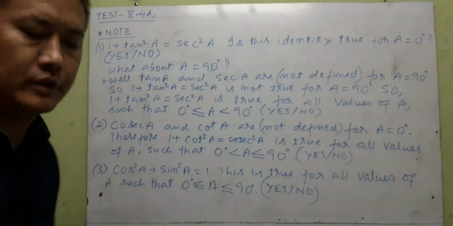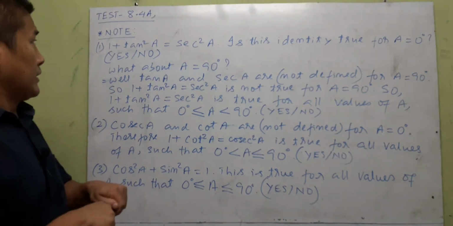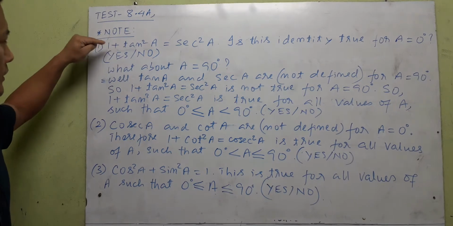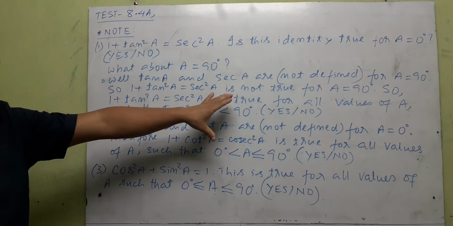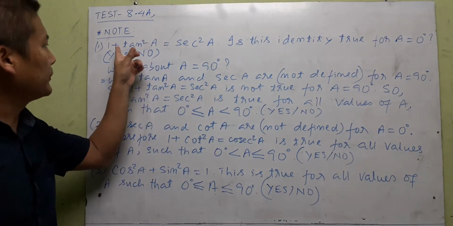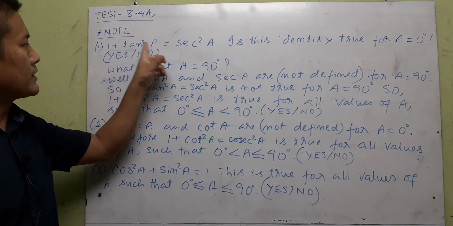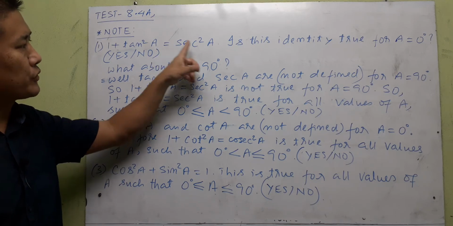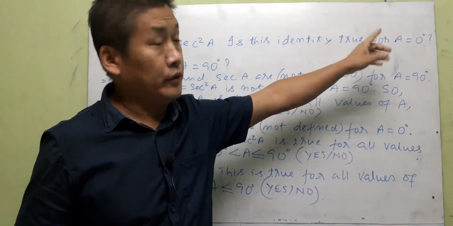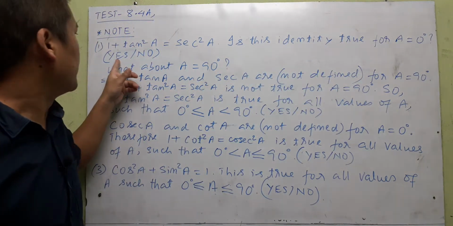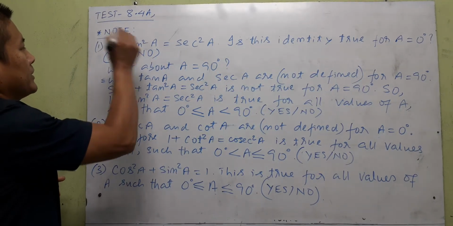Okay, so we're going to discuss this here. Yesterday's continuation, yesterday's class. So certain notes that we need to know. Okay, simple yes or no questions. So here, first one, the basic identity 1 plus tan square a equal to sec square a. Is this identity true for a equal to 0? The answer to that is yes, and we'll see why it's yes.